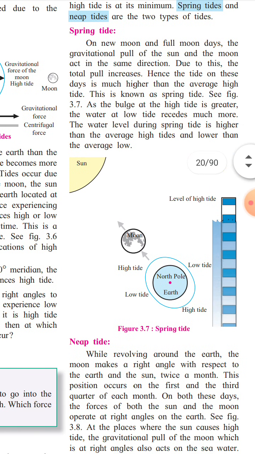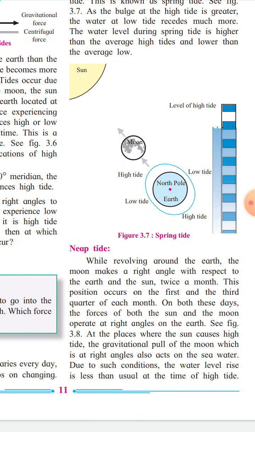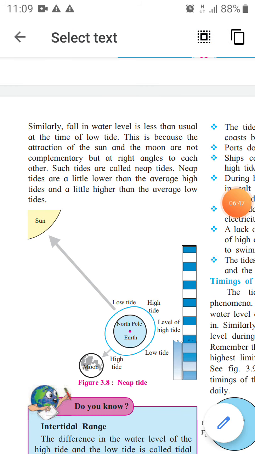And now the next tide is neap tide. While revolving around the earth, the moon makes a right angle with respect to the earth and the sun twice a month. On the quarter days of each month, the forces of both the sun and the moon operate at right angles on the earth. See figure 3.8, here it is shown how neap tide occurs.